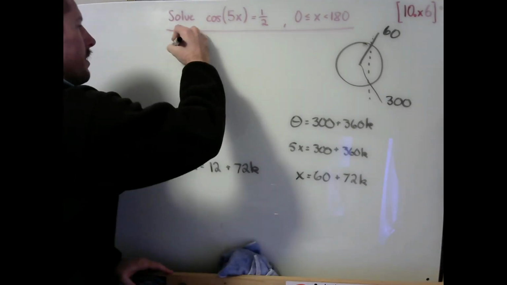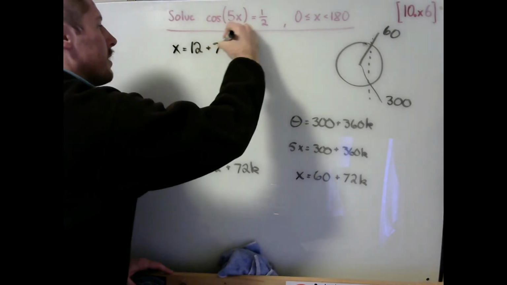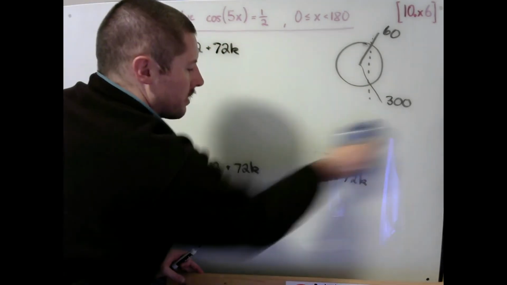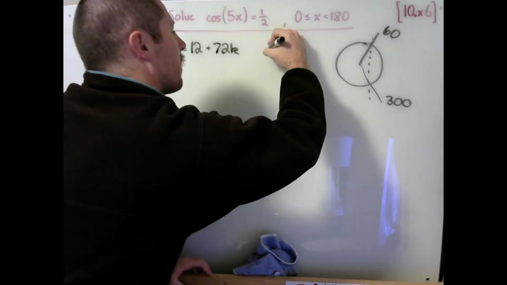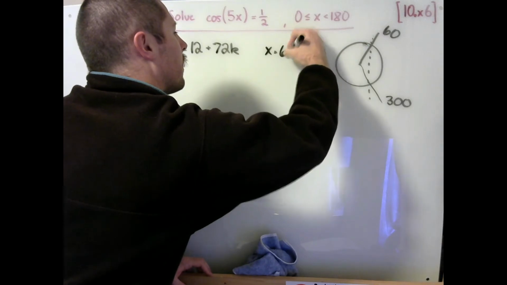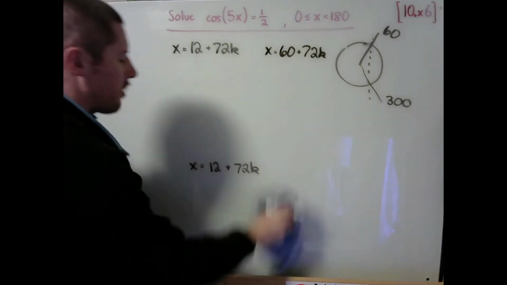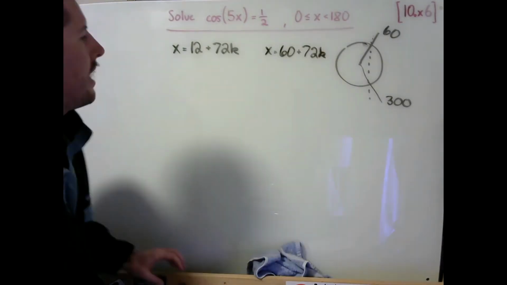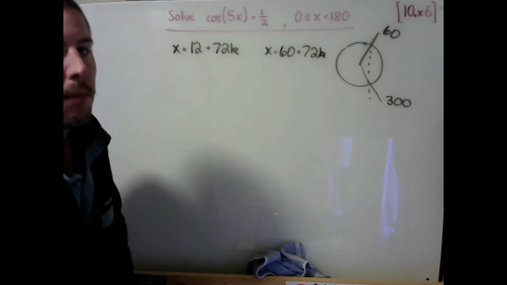So our first set of solutions comes from the general equation 12 plus 72k. Our second set of general solutions comes from the equation 60 plus 72k. And what I'm going to do is choose the values of k that are going to get me within 0 to 180 here. We want to remember that k is an integer. Integers can be positive or negative.